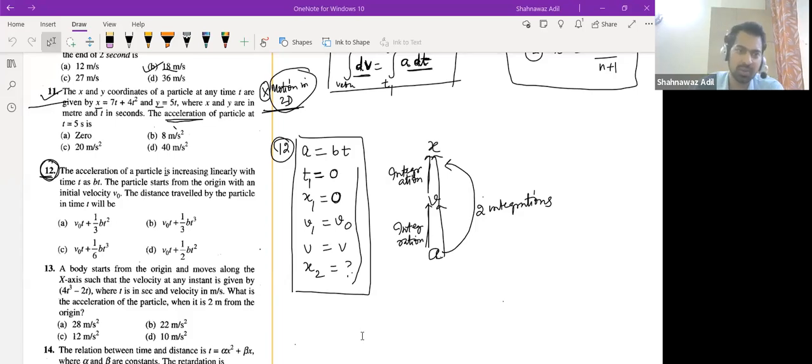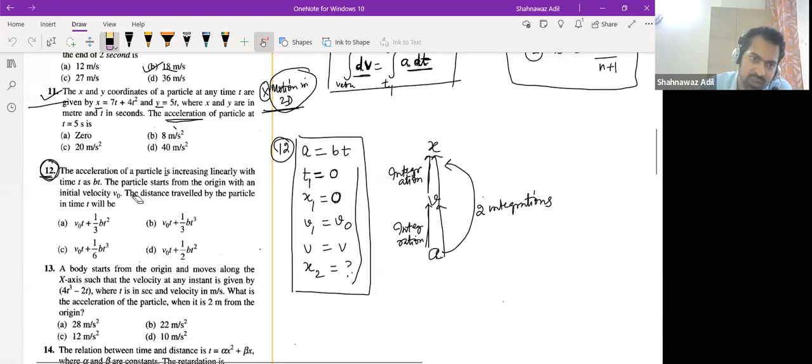Let's discuss this problem and then we'll do it. These are the initial conditions: right at t equals 0, x1 is 0, v1 is v naught, and so on. So we want to calculate the distance traveled by the particle in time t.